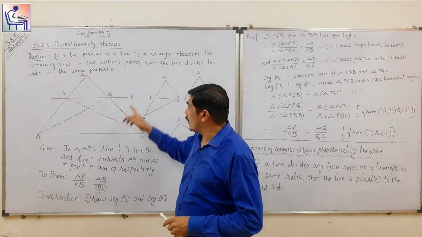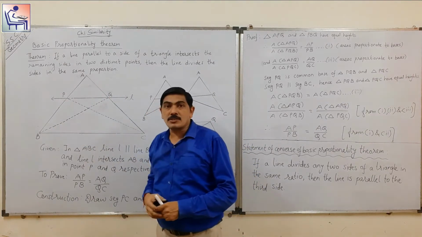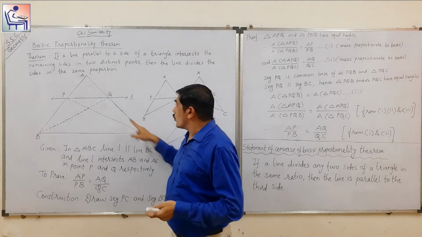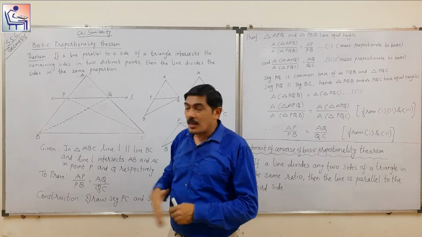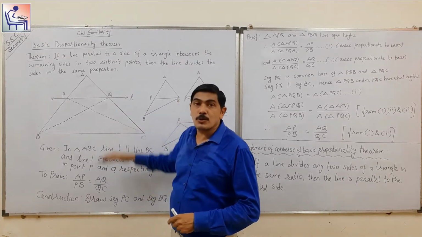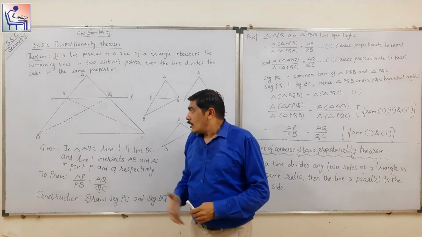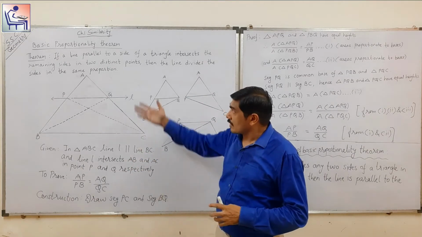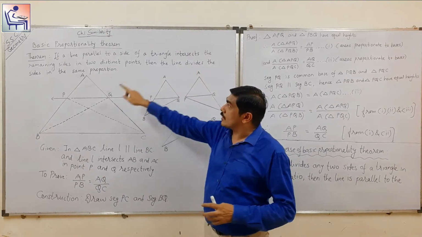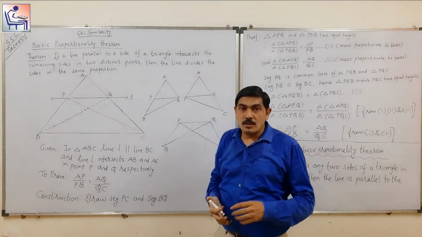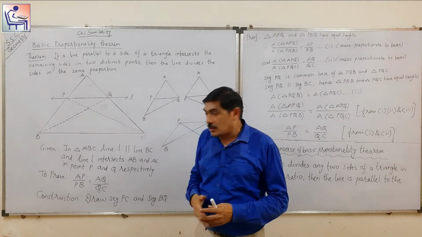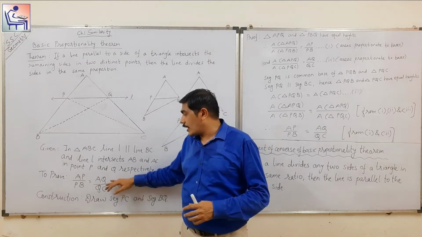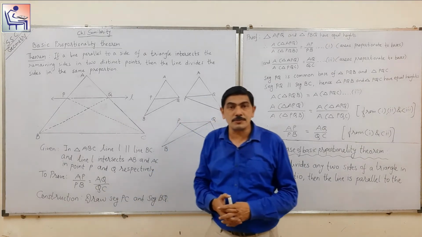आप देख रहे हो लाइन L AB को पॉइंट P में इंटरसेक्ट कर रही है और लाइन L साइड AC को पॉइंट Q में इंटरसेक्ट कर रही है. And this line L is parallel to BC also. This is given. Now what we have to prove? It divides the sides in the same proportion. Here we have to prove that side AP upon side PB is equal to side AQ upon side QC.